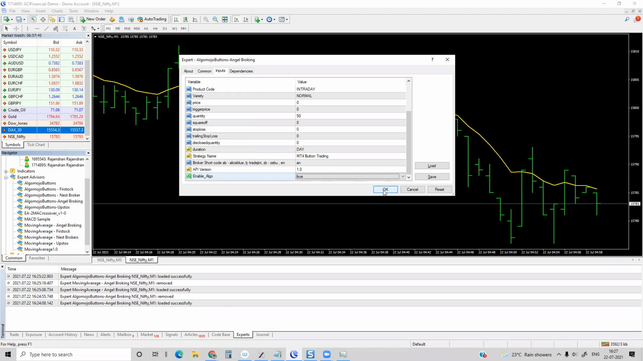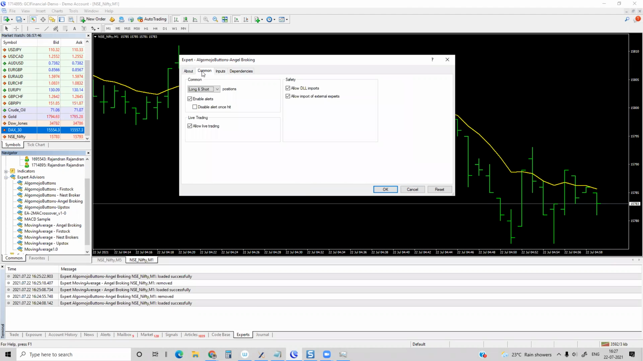Now set the algo. Ensure these two things. Go to the common tab. Ensure that allow DLL imports is enabled. This is one thing that you always have to ensure that you are doing. This is one, and the other one is allow live trading.